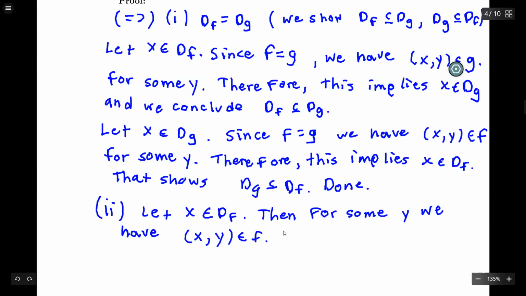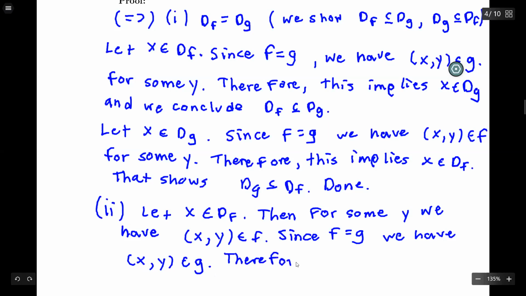And then also, since f equals g, we have (x, y) in g. So therefore, f of x must be equal to g of x. So that's pretty straightforward. Not much to say there. So that proves theorem 1.